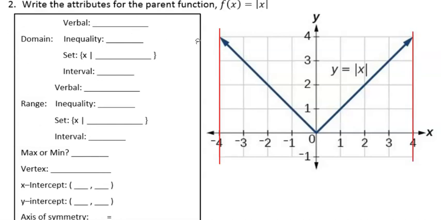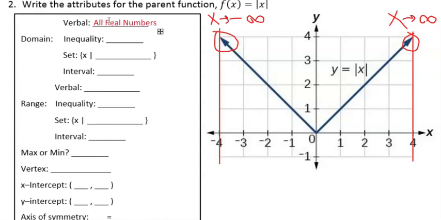So the part of the graph that intersects the vertical lines are the arrows. So for this one, x will be approaching negative infinity, and on this one, on the right side, x is approaching positive infinity. There's no breaks in between, it's a continuous function, so that means it's all real numbers. So on our verbal description, we will write all real numbers.